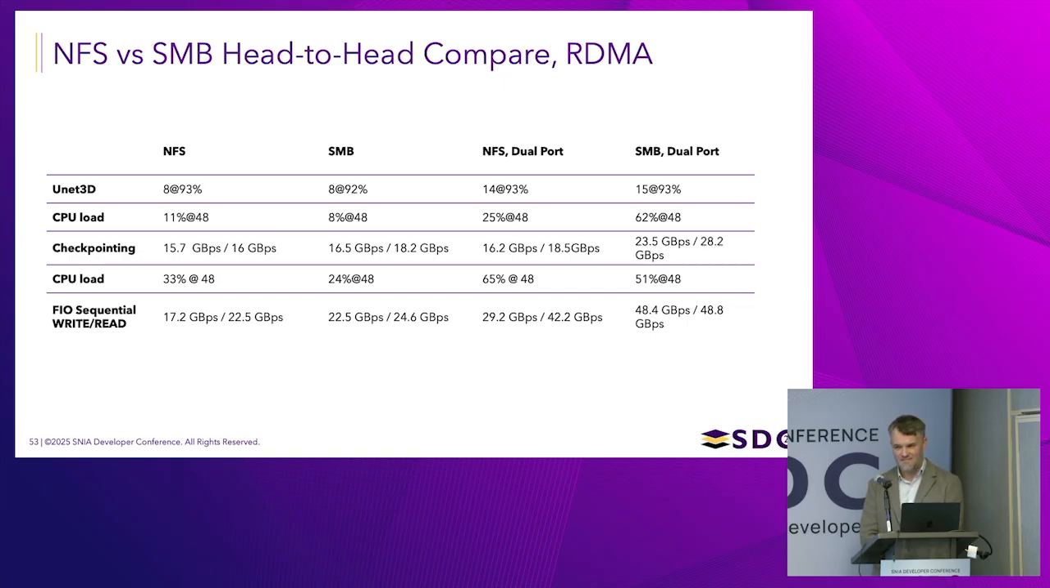So cycles per byte is flat between the SMB single port and dual port, but it's different with NFS. It rises, right? Goes from 33 to 65. Yes. 24 is about half of 51, so it's flat, which is good. That's what's expected with RDMA.